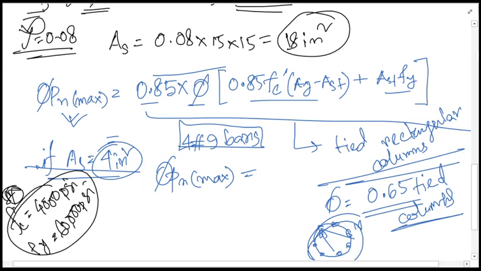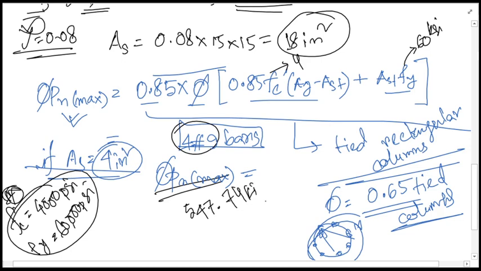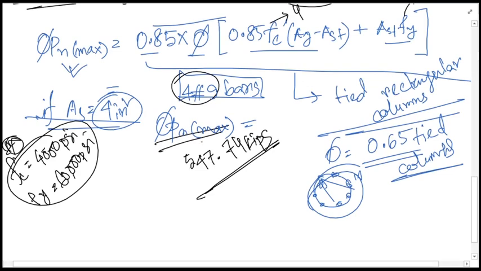let's calculate the value of phi Pn max. If we use 4 number 9 bars, you will be obtaining the value if you use this as 4 and this as 60, with all the ksi values. If you put it down, you will be directly getting the value in kips, and that will be 547.74 kips. Okay, so these values we are getting are for a concentric column, which will be able to withstand this amount of load, as you can see from here.